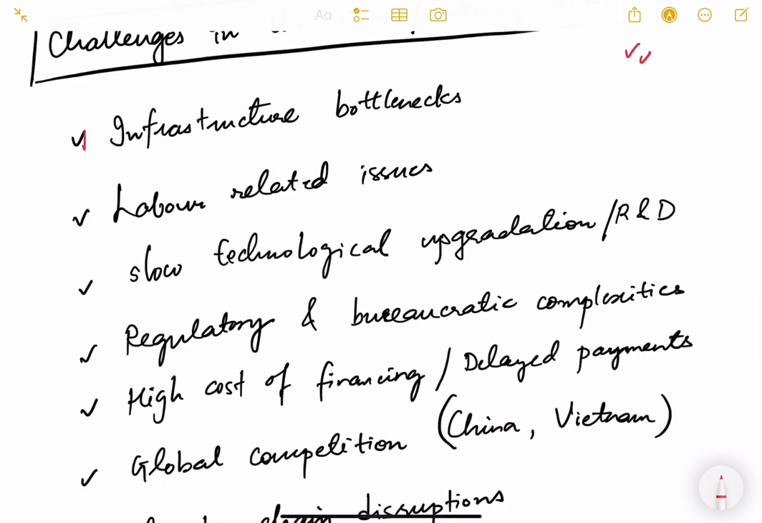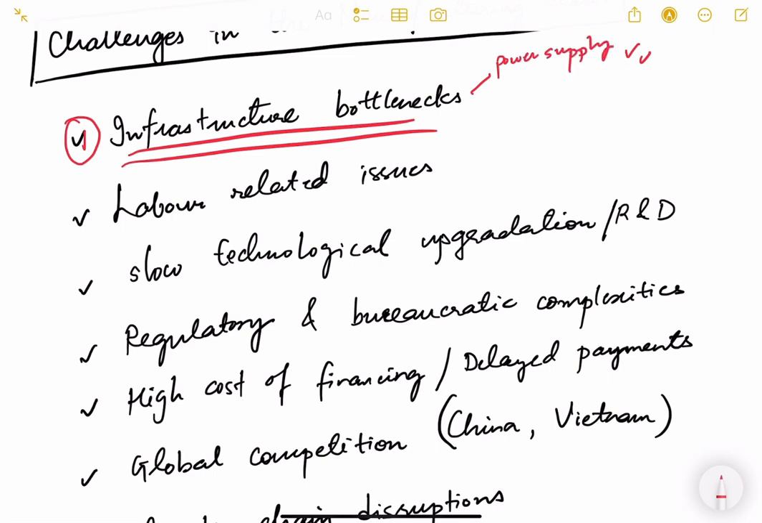So the first one is the infrastructure bottlenecks. Okay, so this I have discussed in the previous video also, very briefly. Now what are the different things here? So first is inadequate power supply. Okay, so electricity, basically unreliable electricity, hampers the productivity of a factory, especially in rural and semi-urban areas. Many industries rely on costly backup generators, which increase their operational costs.